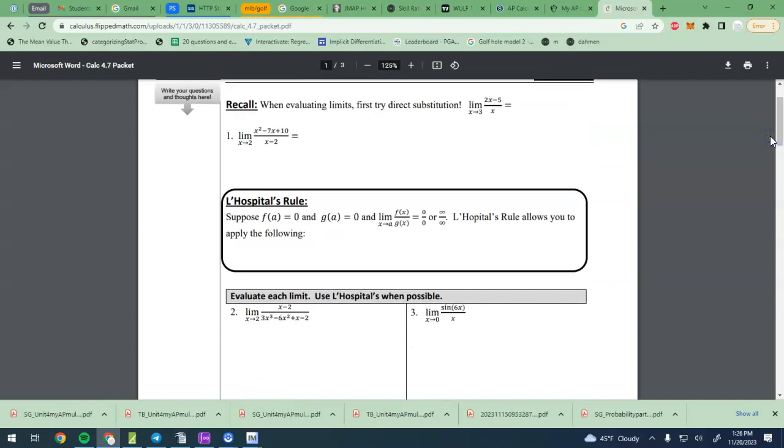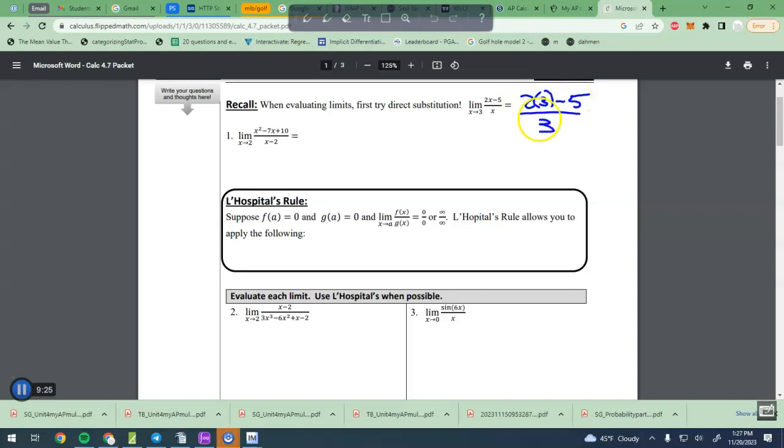Okay. L'Hopital's rule is for limits, and at this point you guys have probably forgotten a lot of the limit stuff we did, so this is a nice refresher. We couldn't do this when we did limits because you're taking the derivative in this process, and we didn't know that at that time. So in general, you would just try to plug in. I'd go 2 times 3 minus 5 over 3, which would be 6 minus 5 over 3, or 1/3.